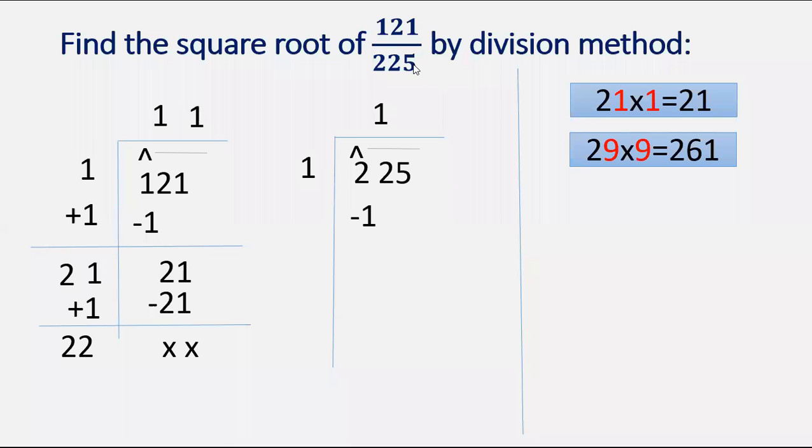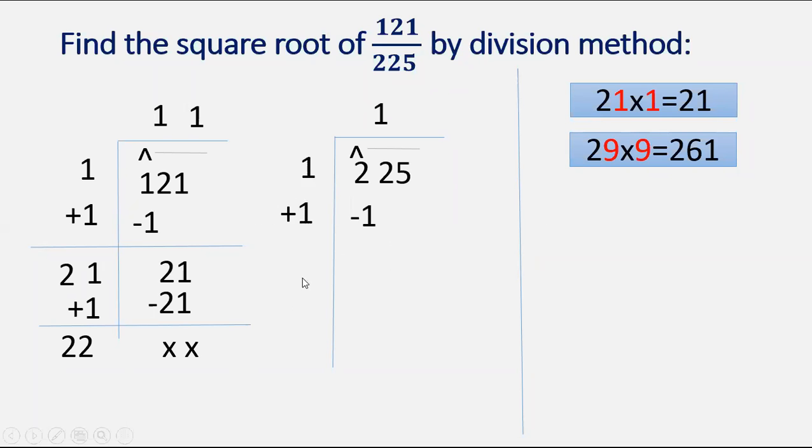So 1 multiplied with 1 is 1. And when we subtract 1 from 2, we get 1. Okay? We get 1 here and 25 is a pair. So we have to copy the whole pair at once. Okay? And what about the left hand side? 1 is going to be added over here. Right? So we get 1 plus 1, 2. And what about the right hand side? We get 125 here. Okay?